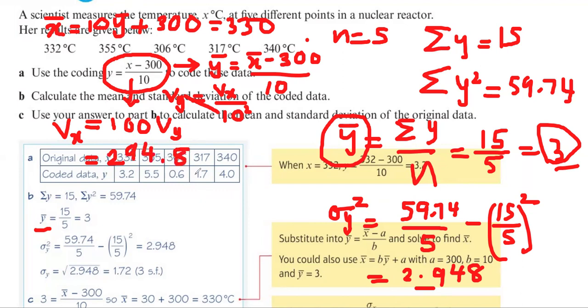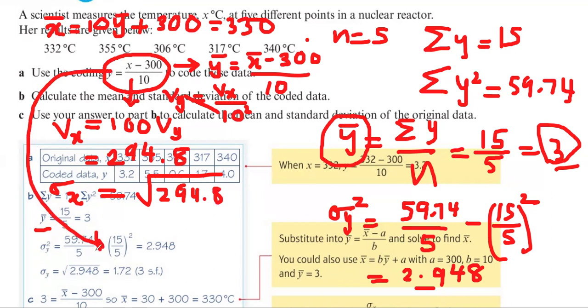It's okay? Yes. Then now you can find Vx, sigma x. How? Square root of that, 294.8. Or you can use this one to convert to sigma y. Sigma y equals sigma x over 10. Like that. It's okay? Yes. That's the first question, okay?